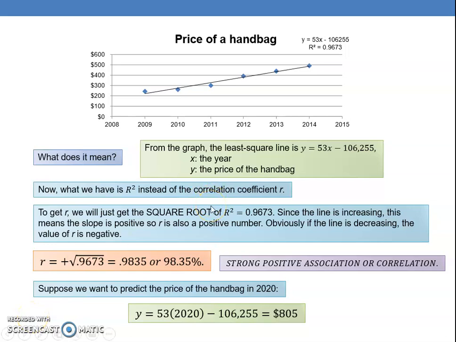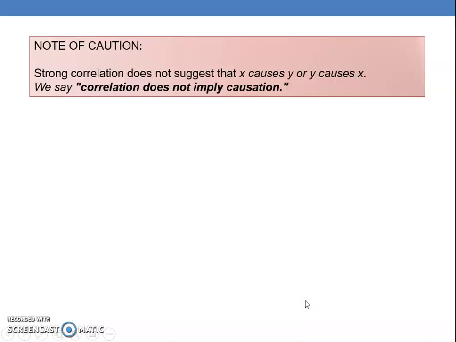All right, so in the previous video, what we did was we had a scatter plot, and then using Microsoft Excel, we figured out what this least square line is. And then based on this line, we tried to predict the price of the handbag in 2020. So just a word of caution here. Please take note that strong correlation does not suggest that X causes Y or Y causes X. What this means is correlation does not imply causation.